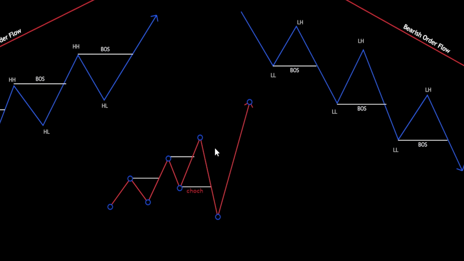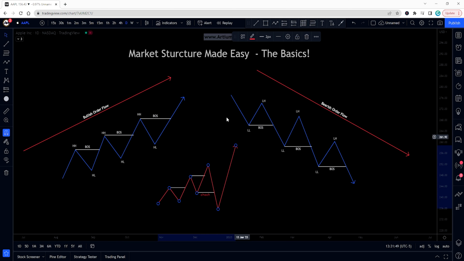We're just looking at the market structure basics, okay? How a break of structure forms, how a change of character forms, how we can determine bullish order flow. Okay, so that's all here on this screen. I'm very quickly going to jump down onto the chart and show you how we can map this market structure to it so we can find our highs and lows on the actual chart.